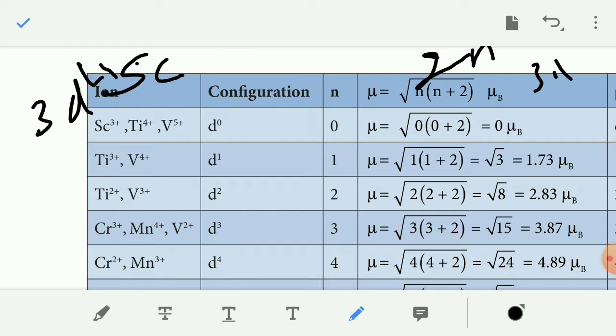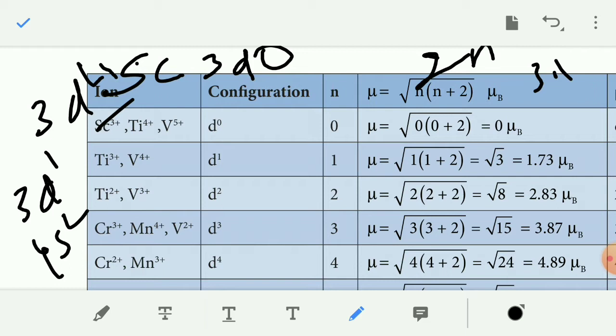In the case of scandium 3+, we apply the formula root of n(n+2). The outer electronic configuration of scandium is 3d1 4s2. Scandium 3+ means three electrons are removed, that is the 4s2 and 3d1 electrons. So scandium becomes 3d0. Then what is the value of n here? It is 0. So root of 0 times (0+2) equals 0 BM.